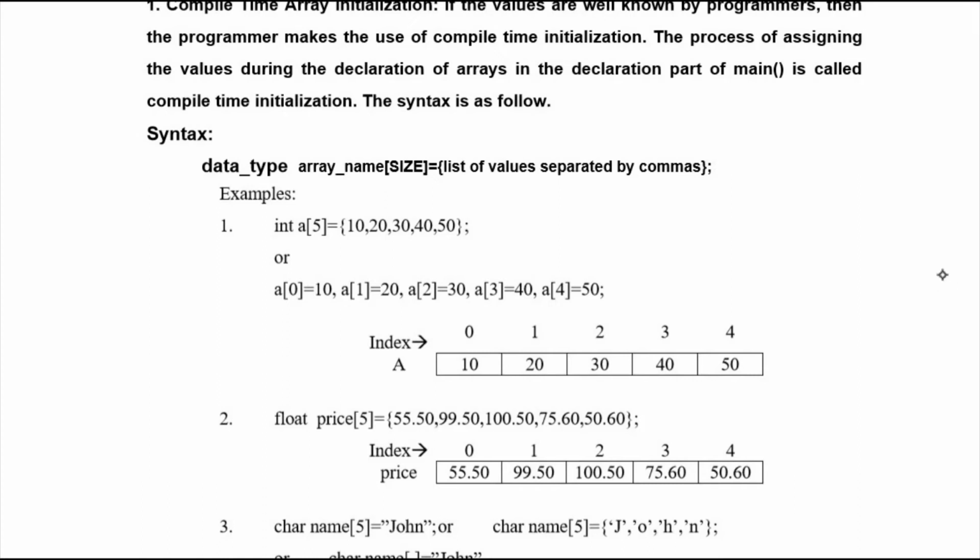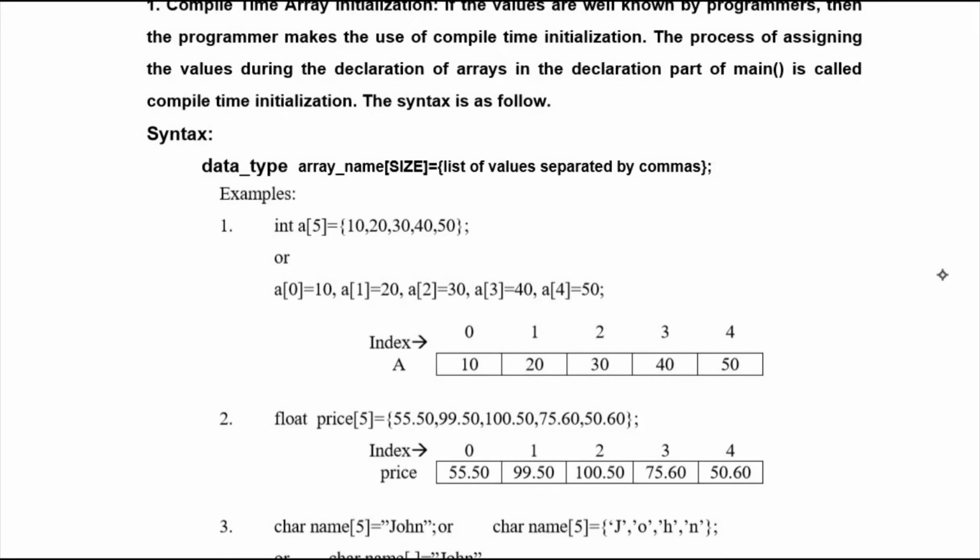You can see here int a of 5. This is the declaration. While declaring, I am going to initialize the values of the elements of the array. So 10, 20, 30, 40, 50 is known to the programmer, so he can write it while declaring the array itself.